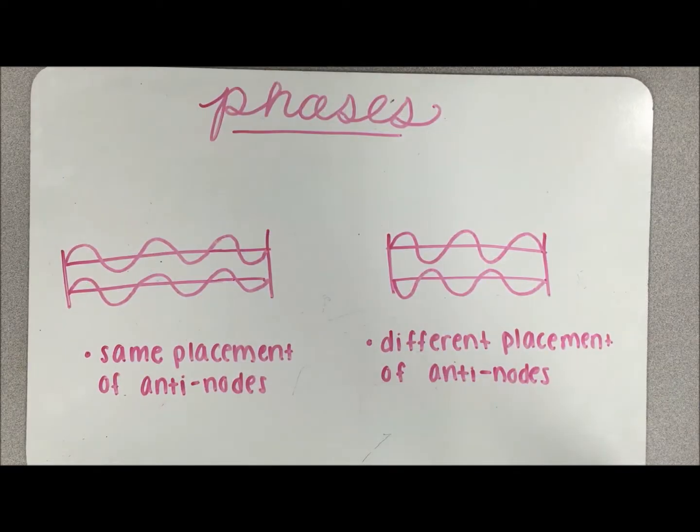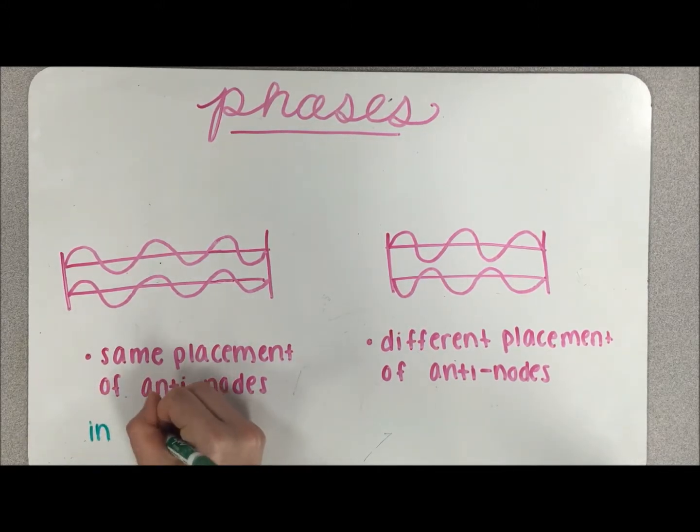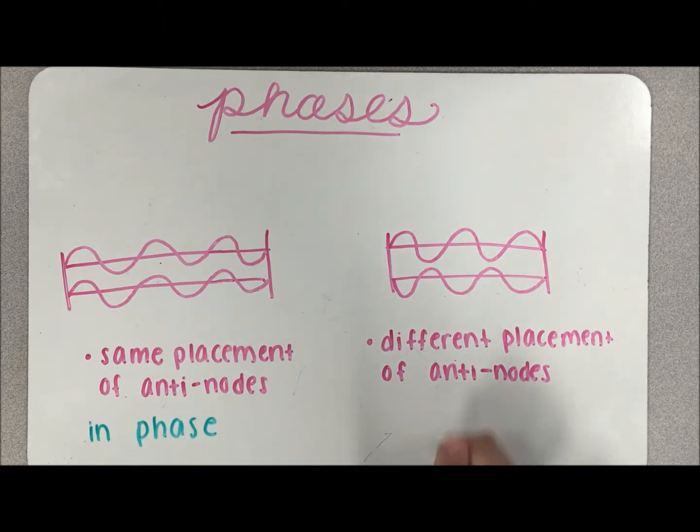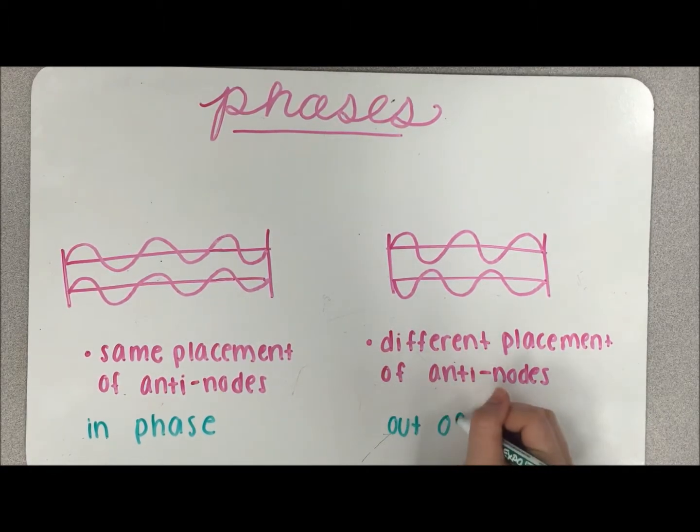The following is an explanation of wave phases. Two waves are in phase when they move in unison with each other and have the same amplitude and wavelength. They will also have the same placement of antinodes. Two waves are out of phase when they do not move in unison with each other, even though they may have the same amplitude and wavelength. They will have different placement of antinodes.